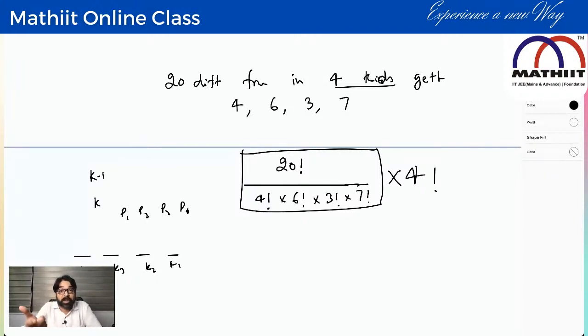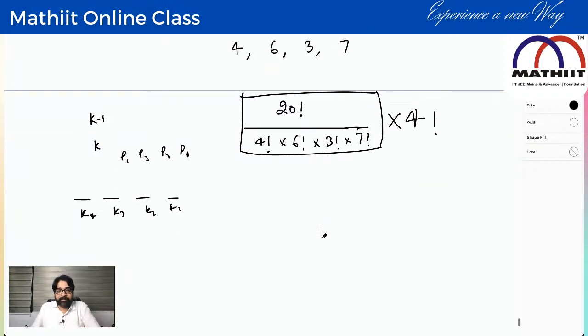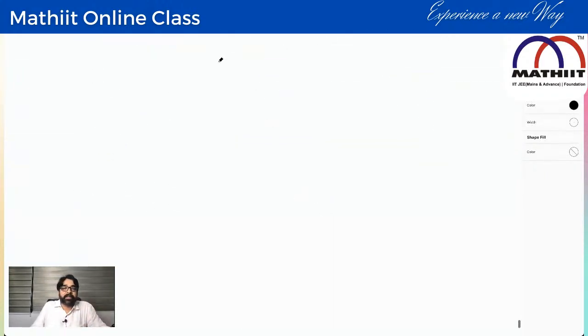It means distribution. Sometimes they will mention directly, in how many ways can I distribute. It means there are 2 things inside: make groups, and then distribute. So make group and distribute means what? The object is there, you have to place it into that. Again, repeating the things.